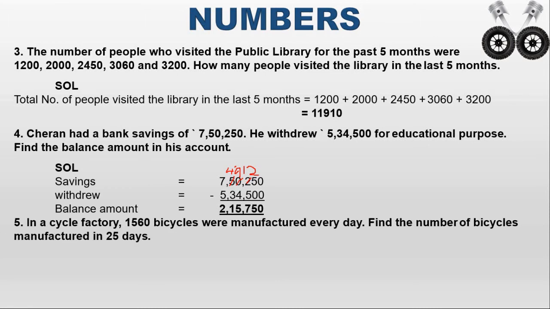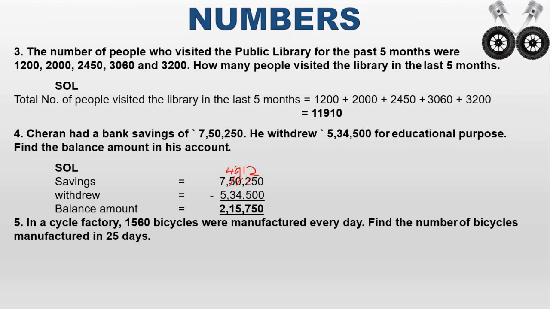In a cycle factory, 1,560 bicycles were manufactured every day. Find the number of bicycles manufactured in 25 days. So what is the question given here? There is one cycle factory. In that cycle factory, for one day, how many bicycles are manufactured? They are manufactured 1,560 bicycles. Okay, what is the question here? So for 25 days, how many bicycles are manufactured?